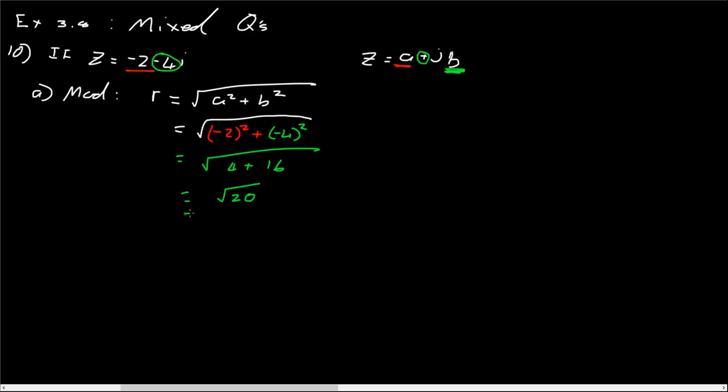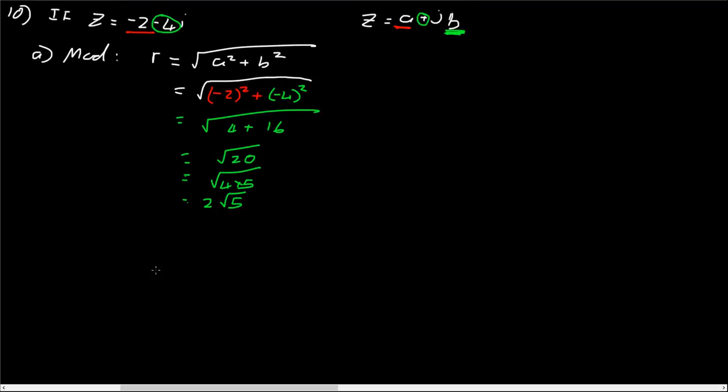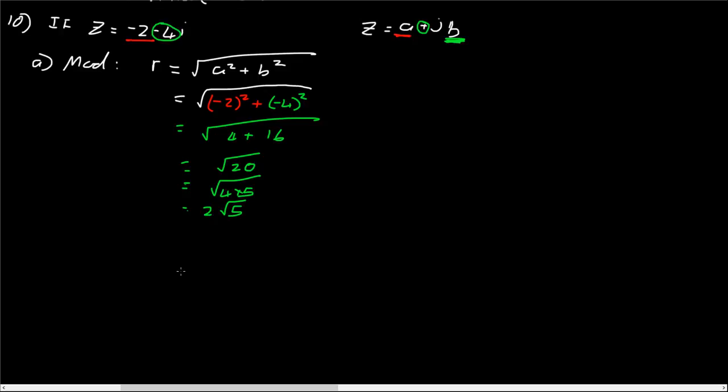You could also leave it as, what is 20? 20 is root 4 times 5, which is equal to 2 root 5. You could also leave it like that. Of course, you could have popped this into a calculator. You don't have to do it all in your head like I just did. Okay, so I just want to rewrite z here for the next question. So z equals minus 2 minus j4.